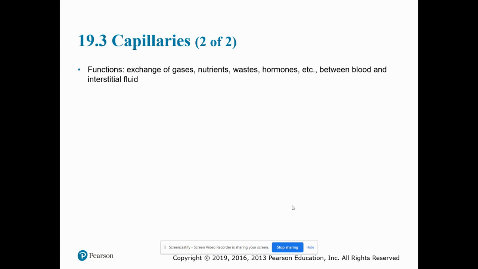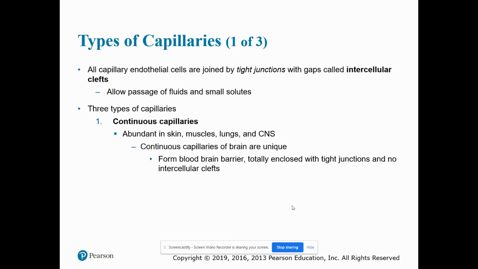Capillaries' job is exchange: oxygen, carbon dioxide, nutrients, waste, hormones, all of that between blood and the interstitial fluid. Now, all capillary endothelial cells are joined by tight junctions with gaps called intercellular clefts. This is all capillary endothelial cells, okay? They allow the passage of fluids and small solutes, which is important because that's what capillaries do. They allow things to leave and go out into the interstitial fluid, where the oxygen and nutrients can get to the cells.